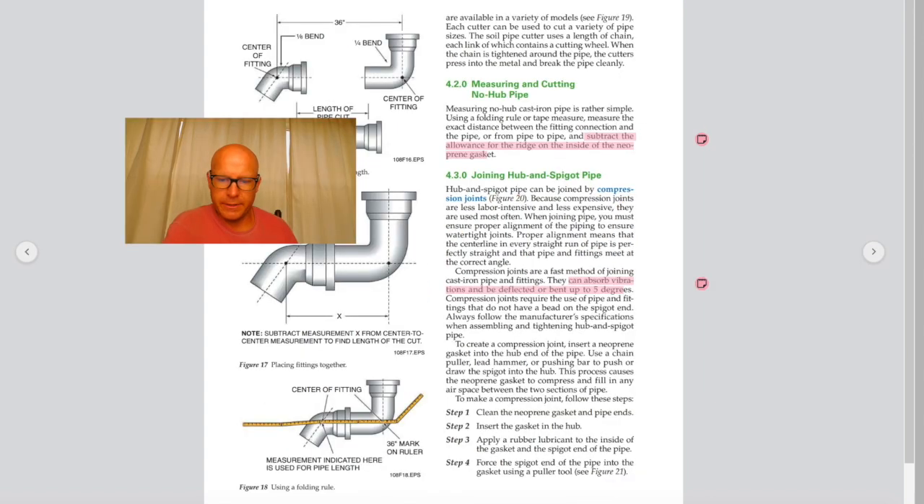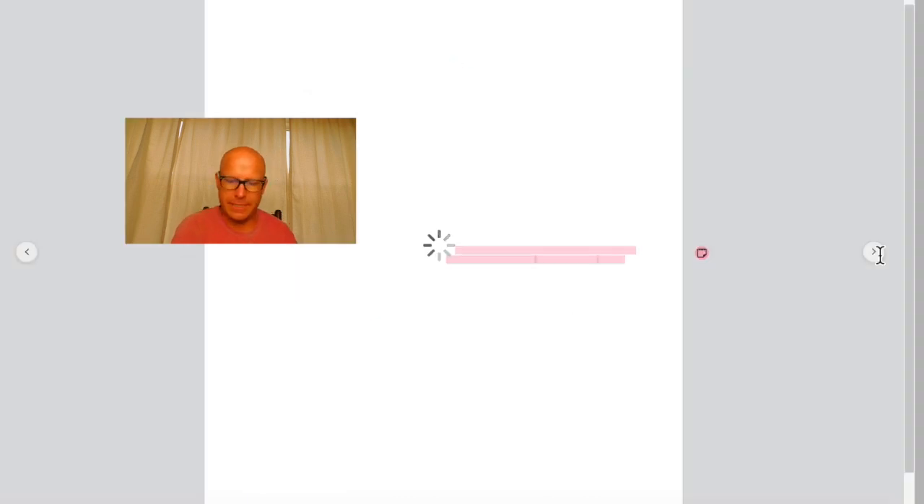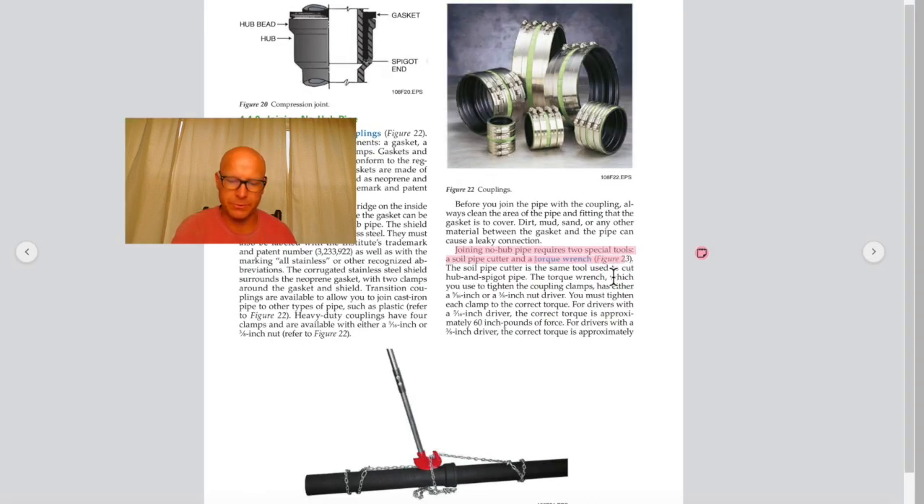All right, measuring and cutting no-hub pipe. You should subtract the allowance for the ridge on the inside of the neoprene gasket. The next thing, compression joints: they can absorb vibration and be deflected or bent up to 5 degrees. You should know this. Joining no-hub pipe requires two special tools, the soil pipe cutter and the torque wrench.